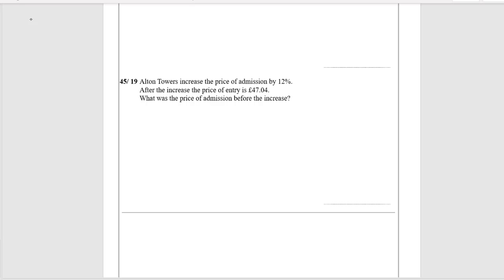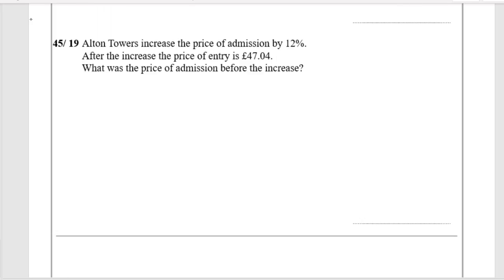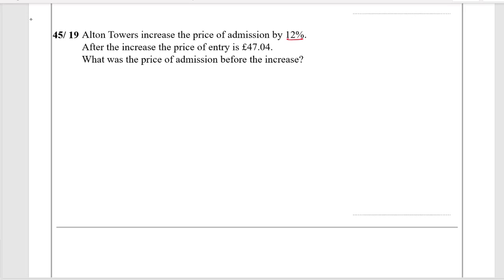Next question. So we have Alton Towers increase the price of admission by 12%. And then after the increase, the price of entry is £47.04. What was the price of admission before the increase?